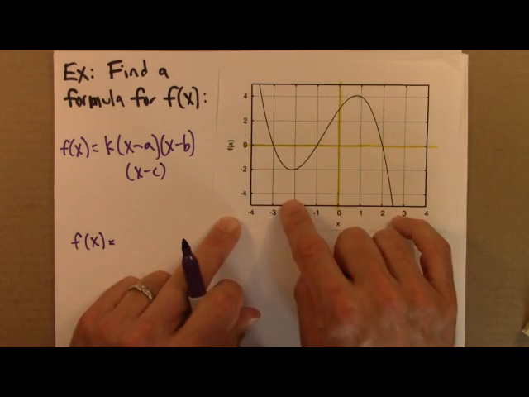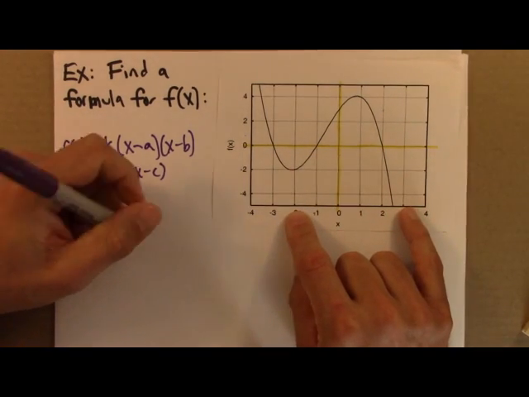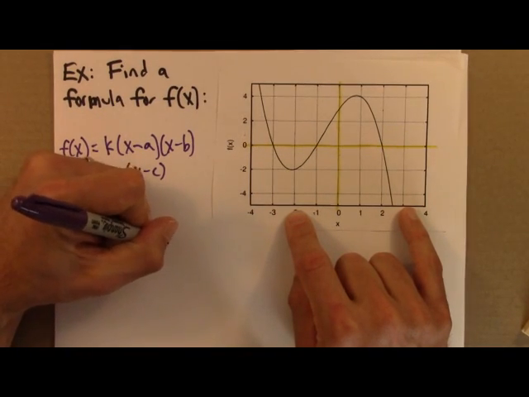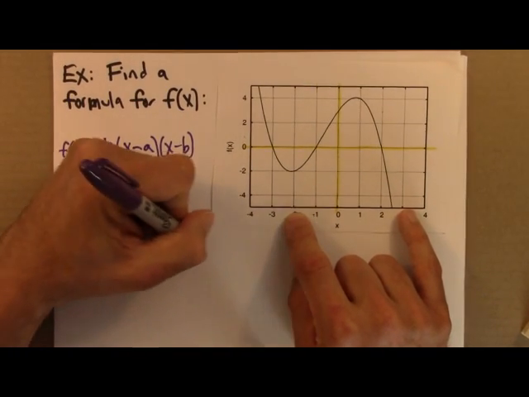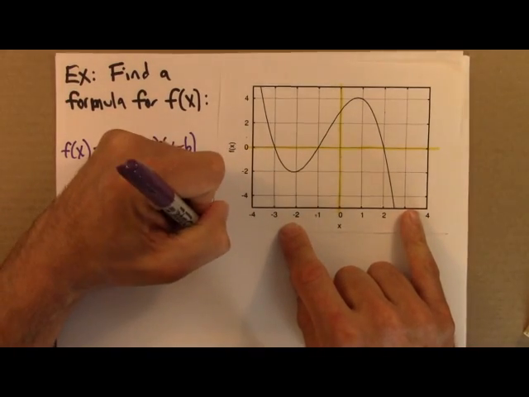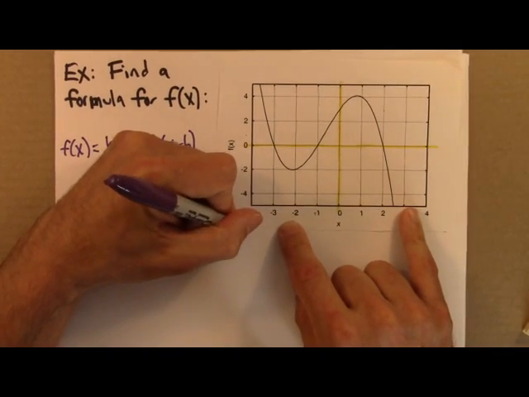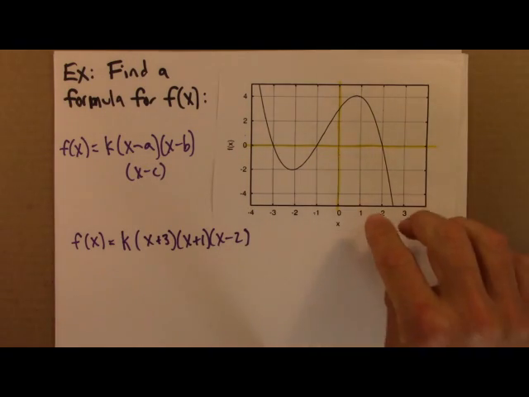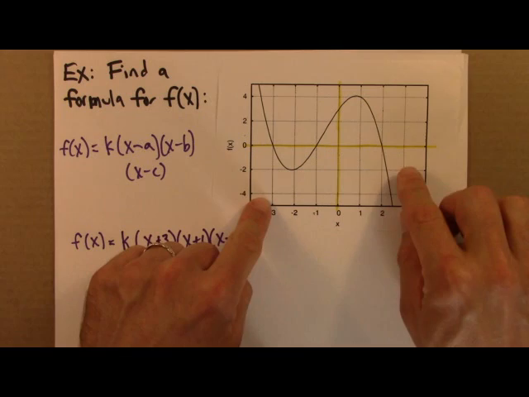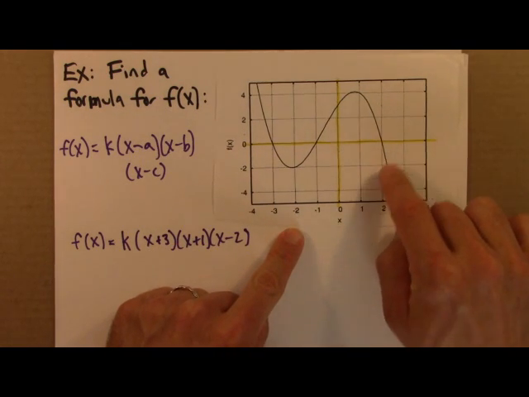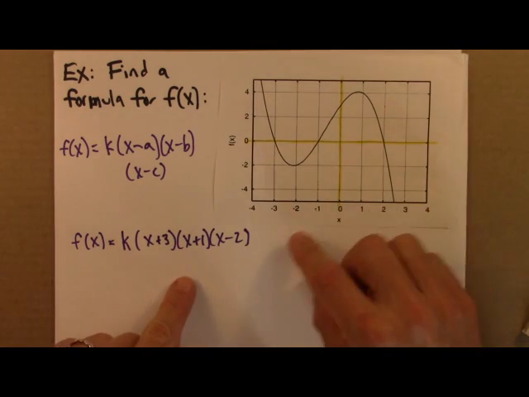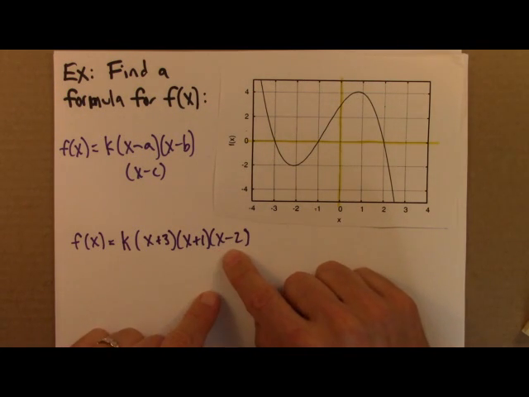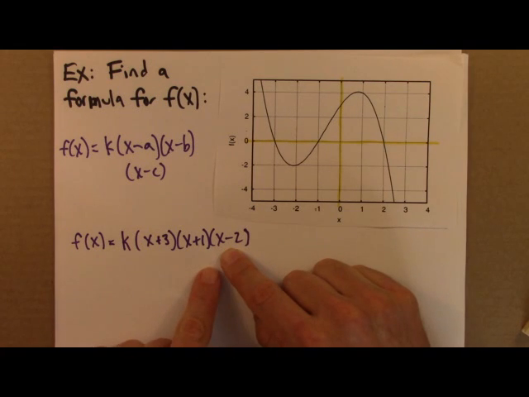So I claim that this is going to be something like x plus 3, x plus 1, x minus 2. So to see this, let's check. So I know that if x is 2, the function is 0. So let's see. If I plug in x is 2, I get 2 minus 2, that zeroes out this term, so the whole thing is 0.